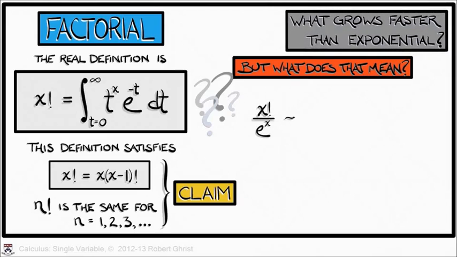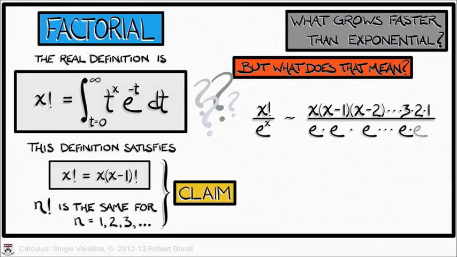What I want to argue is that this factorial growth beats exponential growth. In the case where x is a positive integer, then we get x factorial being the familiar x times x minus 1 times x minus 2, etc., all the way down. If we look at e to the x, well, this is some number of copies of e multiplied together.